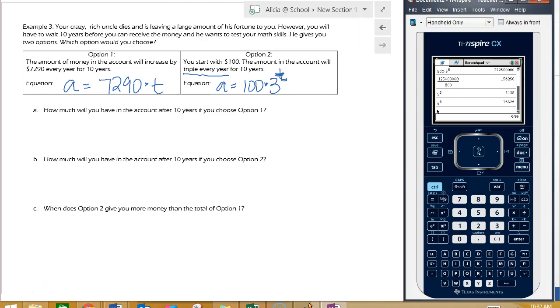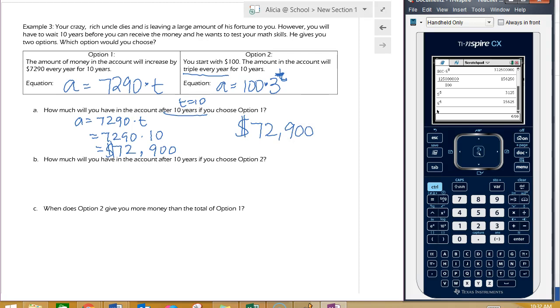Bringing us to our first set of questions, it says, well, how much will you have in the account after 10 years if you choose option 1? So option 1 here, I'm using that equation of A equals 7,290 times T. After 10 years here, that means my T is equal to 10. So 7,290 times 10 is going to give me a grand total of $72,900 after 10 years. Alright, so that's my answer.